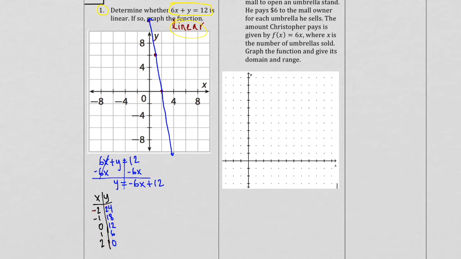The only ones that didn't fit were those two. 0, 12 technically didn't fit either, but I just wrote a point right up here, estimating where it is. It's right on the word graph, between G and R. And then here's 1, 6, and here's 2, 0. Then I connected them together to make that straight line.